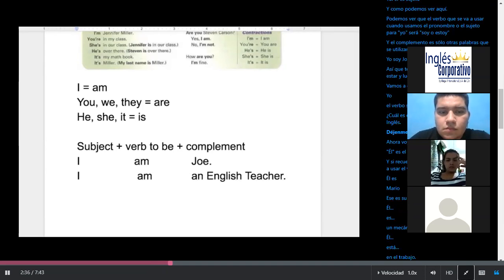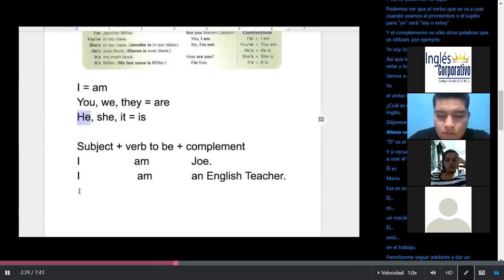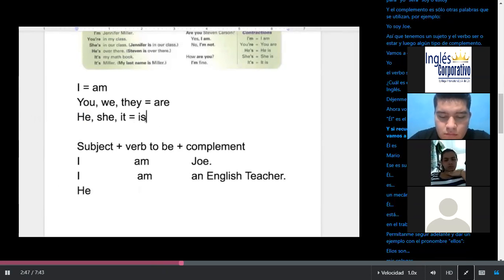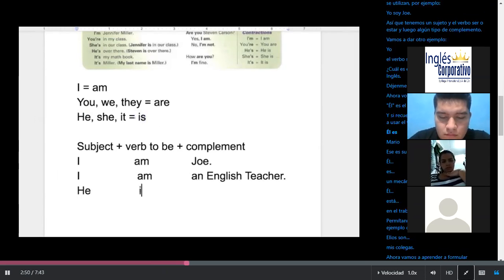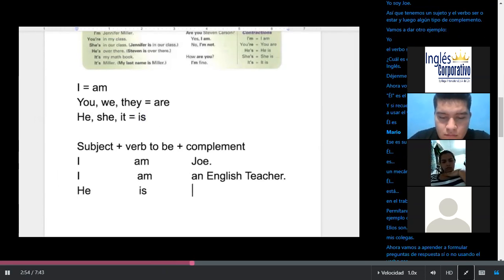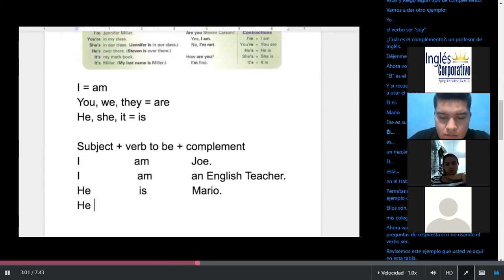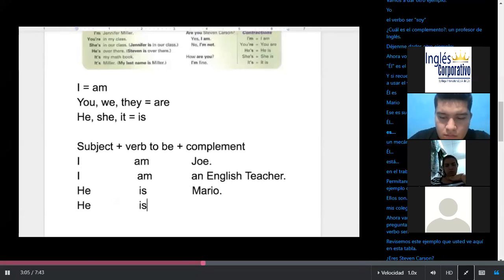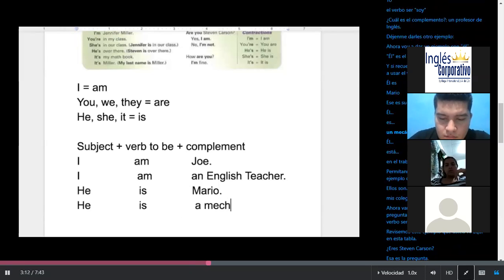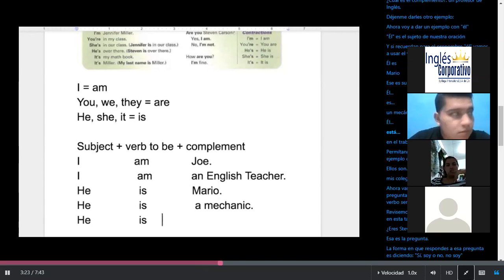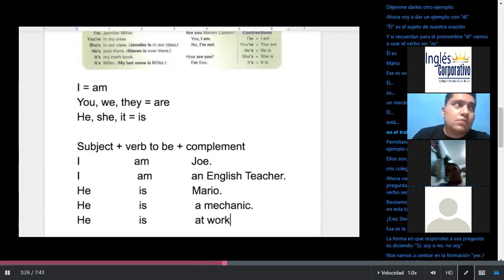Okay, let me give another example. Now I'm going to give an example with he. He is the subject of our sentence. If you remember, for that, we're going to use the verb to be is. He is. We're going to say Mario, that's his name. He is a mechanic. He is at work.